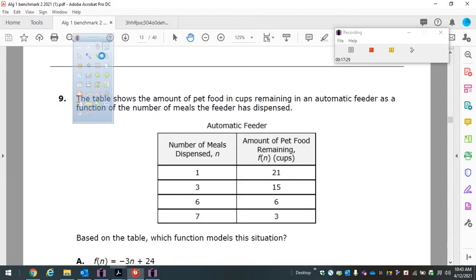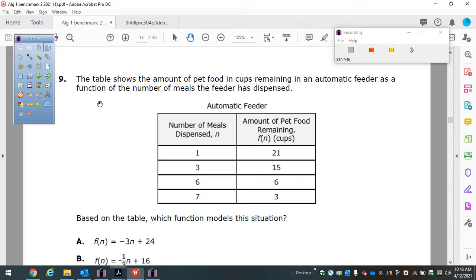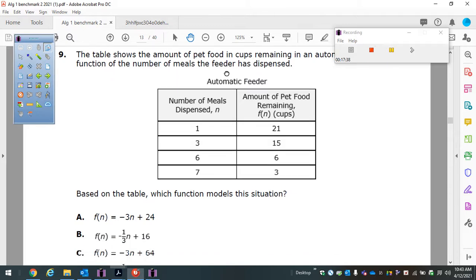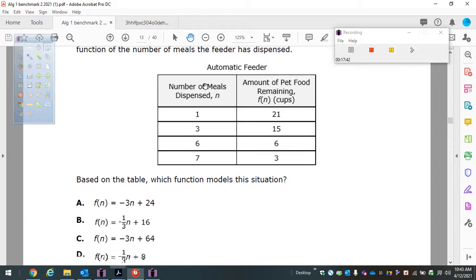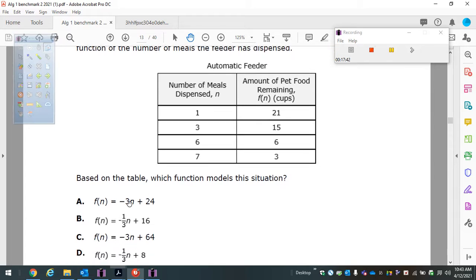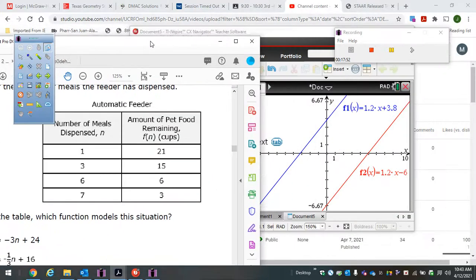The table shows the amount of pet food in cups remaining in an automatic feeder as a function of the number of meals the feeder has dispensed. Okay. Looking at these answer choices, looking at the table, menu 4 and 3, easy. So I'm going to move this down this way.